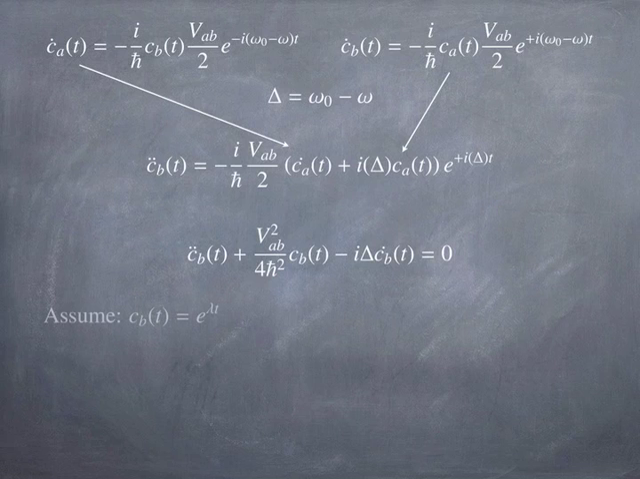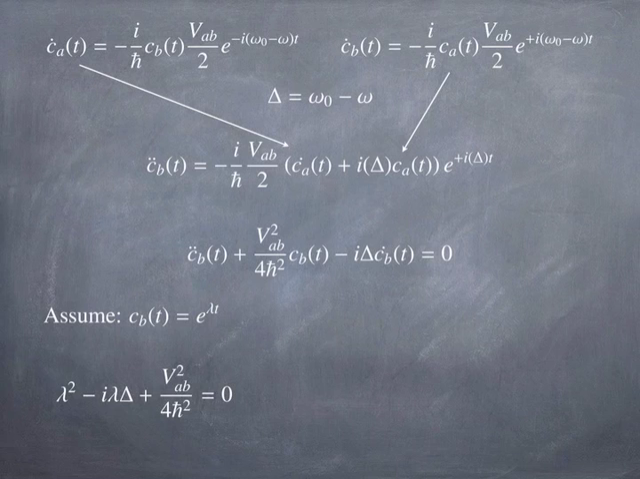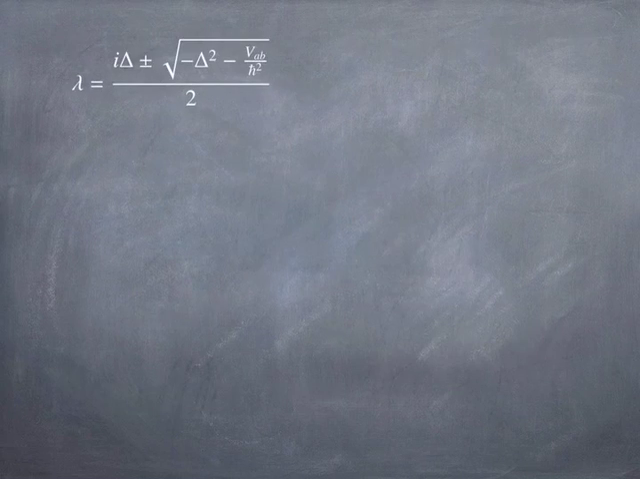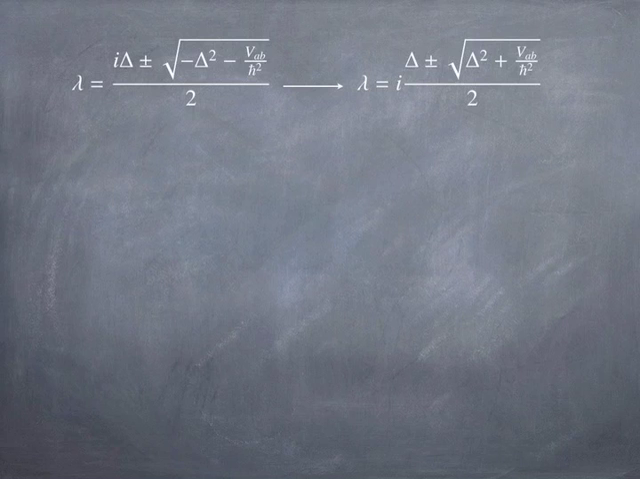If I assume CB has the form e to the lambda t, then for CB double dot I get a lambda squared, for CB dot I get a lambda, and for CB I get nothing, I just get a 1. And I can produce a characteristic equation that looks something like this. It's just a quadratic that I can solve for lambda, and I get 2 roots for lambda. So we get these 2 roots, and the idea is to sort of factor things out.